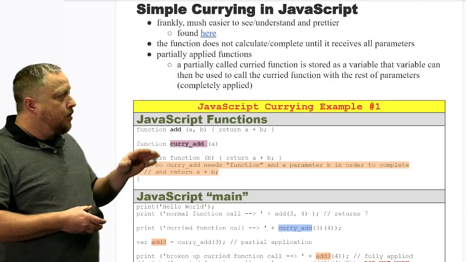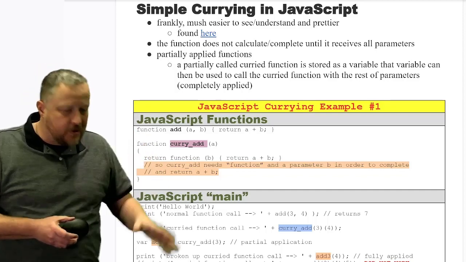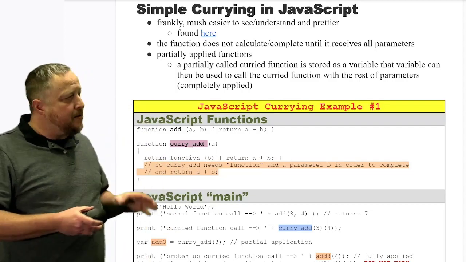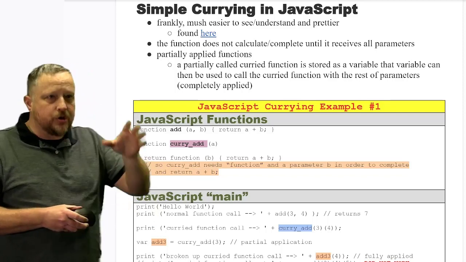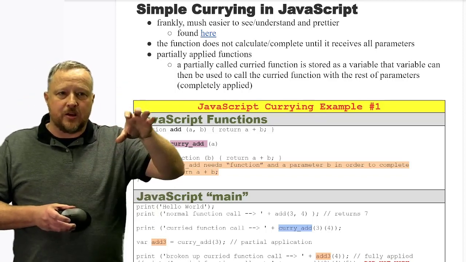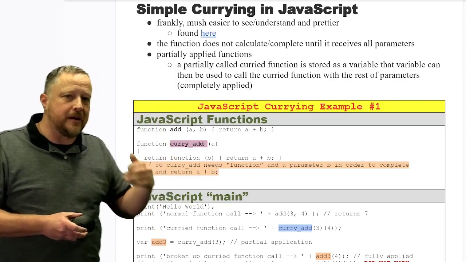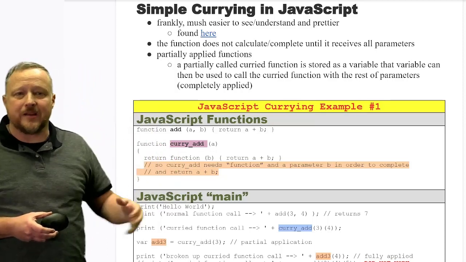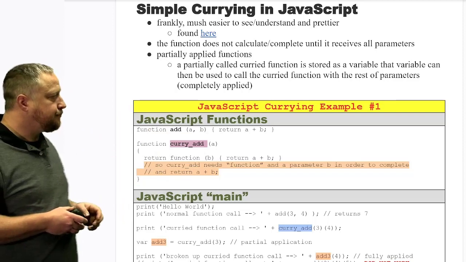So the function, remember, is not going to calculate and complete until it receives all its parameters. What's going to happen is it's called a partially applied function. A partially applied function is stored as a variable, and as we add each piece to that variable, when we finally add the last piece, the function will actually do its job and spit the answer out. How does this look?